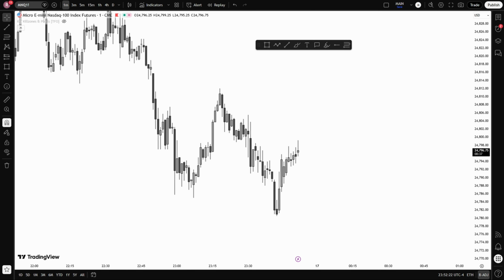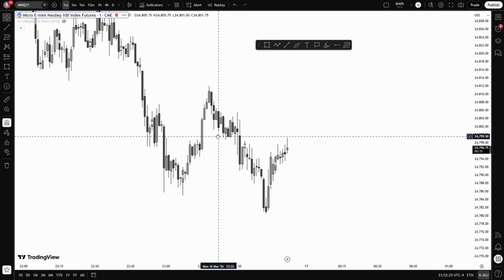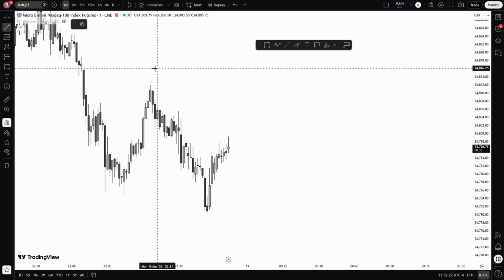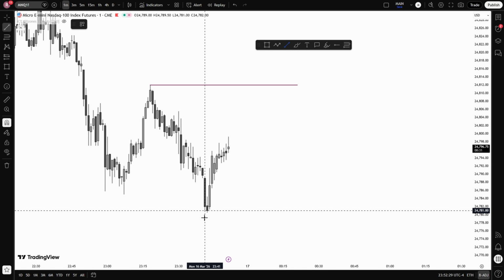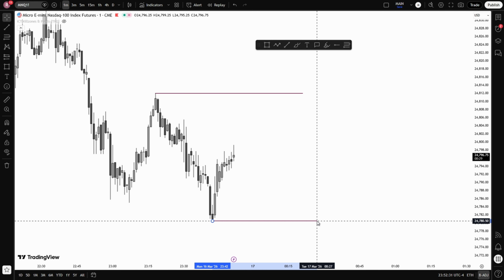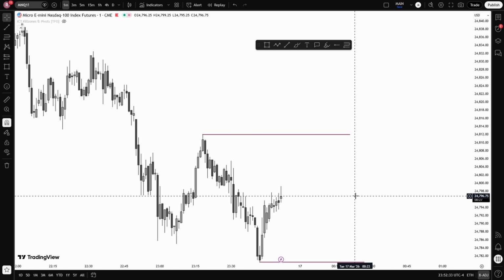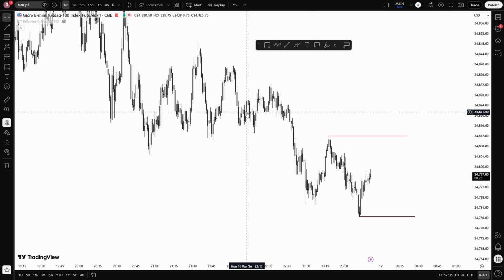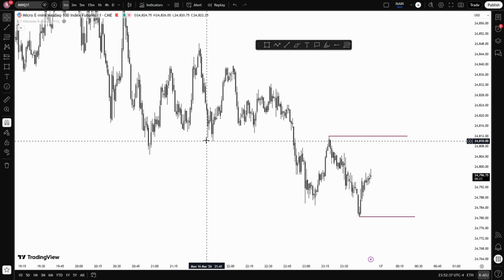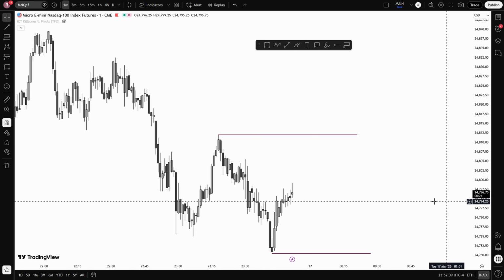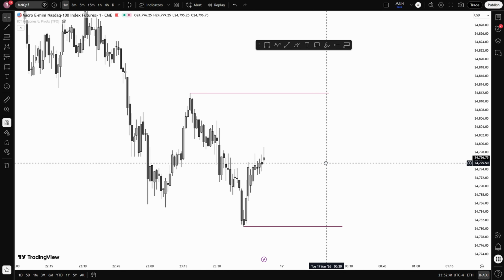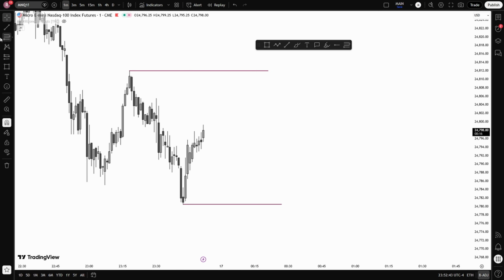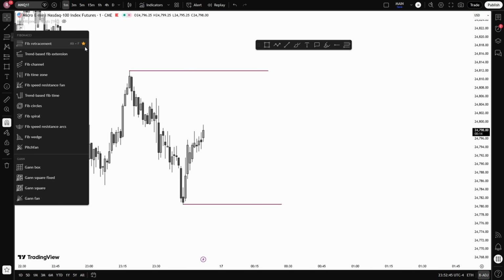So the first thing to understand when marking out discount and premium is identifying the range. For that, what I do is look for a swing high to a swing low, or essentially the most prominent range in that specific area of price action. Once I identify that range, I use either a fib tool or a range box, and I draw it from the swing high down to the swing low.